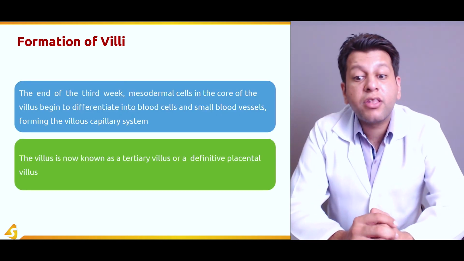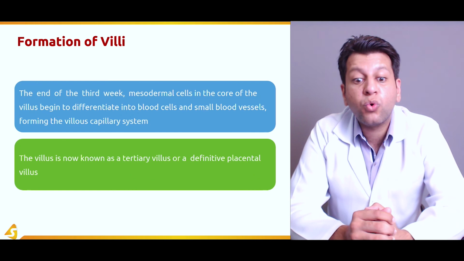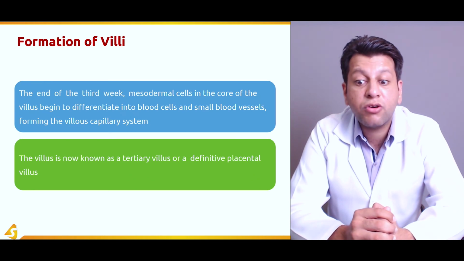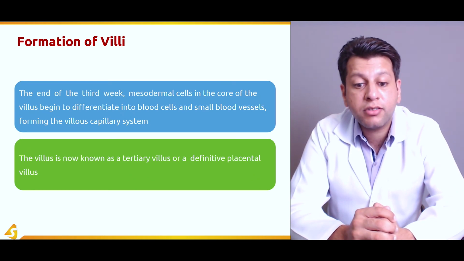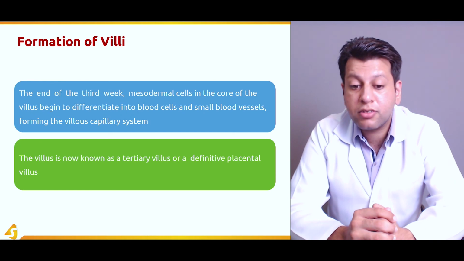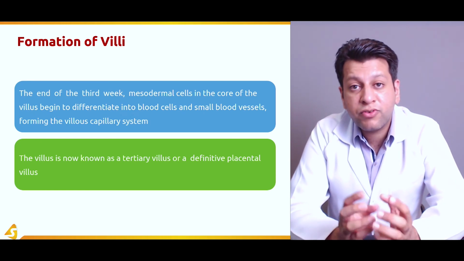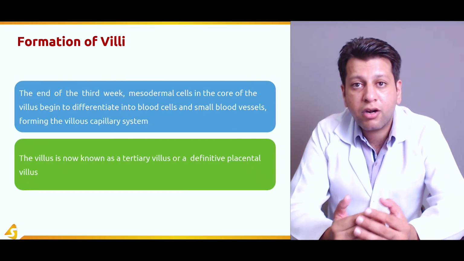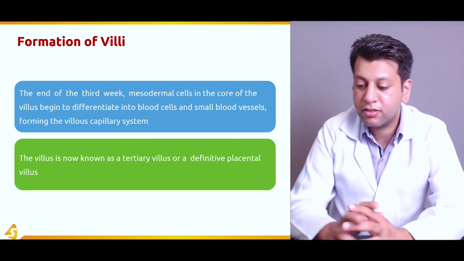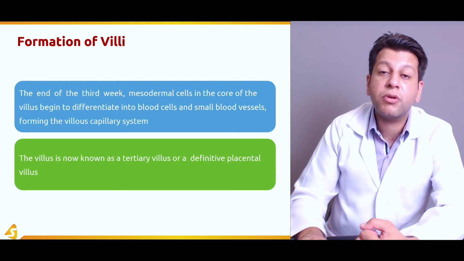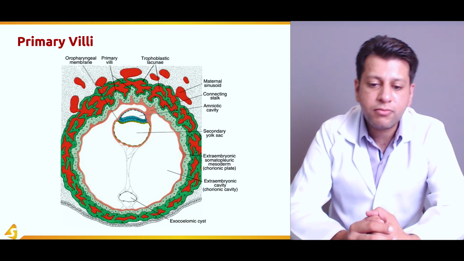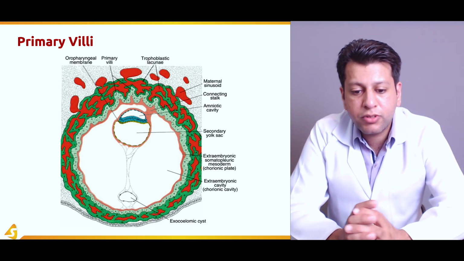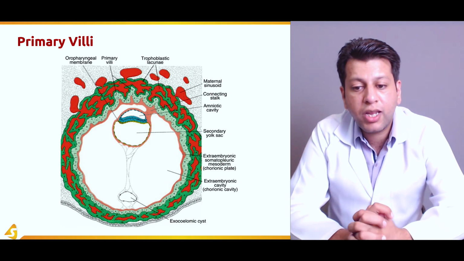At the end of the third week, mesodermal cells in the core of the villus begin to differentiate into blood cells and small blood vessels, forming the villus capillary system. This villus is known as the tertiary villus, and this marks the start of the definite placental villus, or formation of uteroplacental circulation. This is the diagram which is showing how the mature villi have formed.